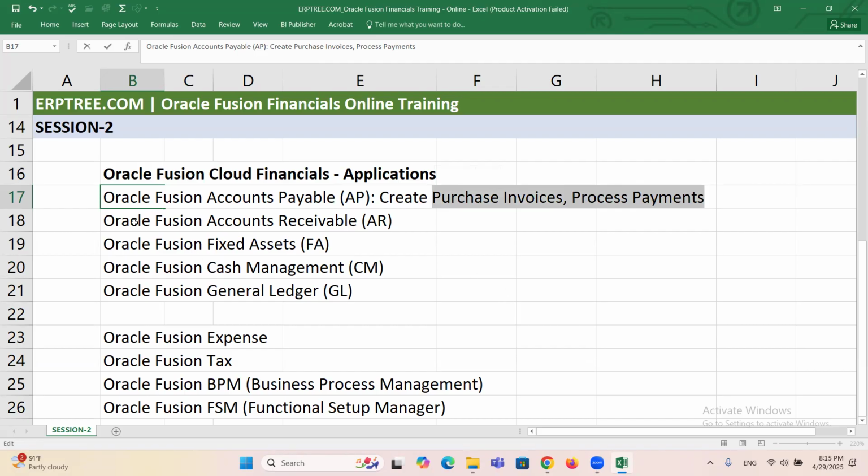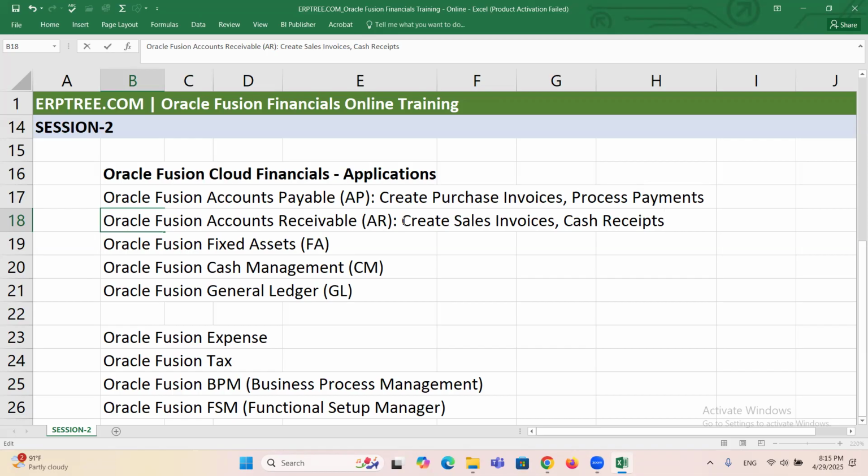Once we get into that application, we'll understand in more detail. As of now, just take the notes. And from the accounts receivable application, we are going to learn how to create sales invoices, how to create cash receipts.